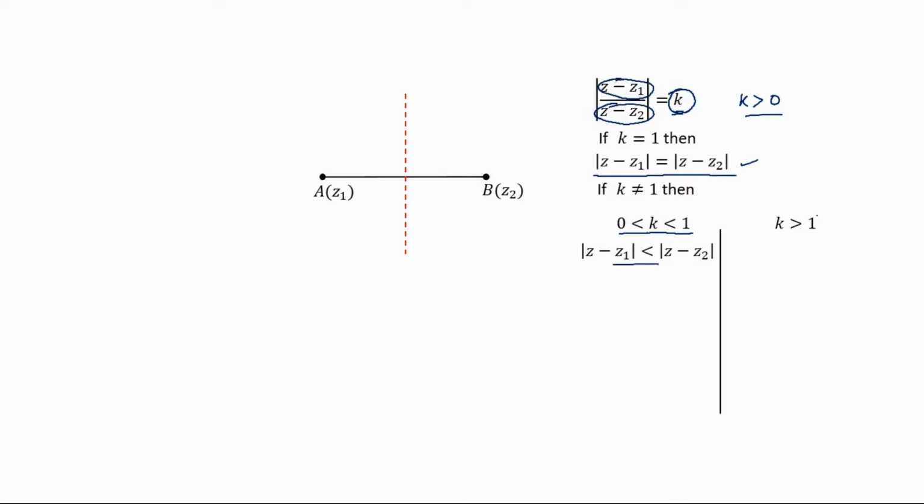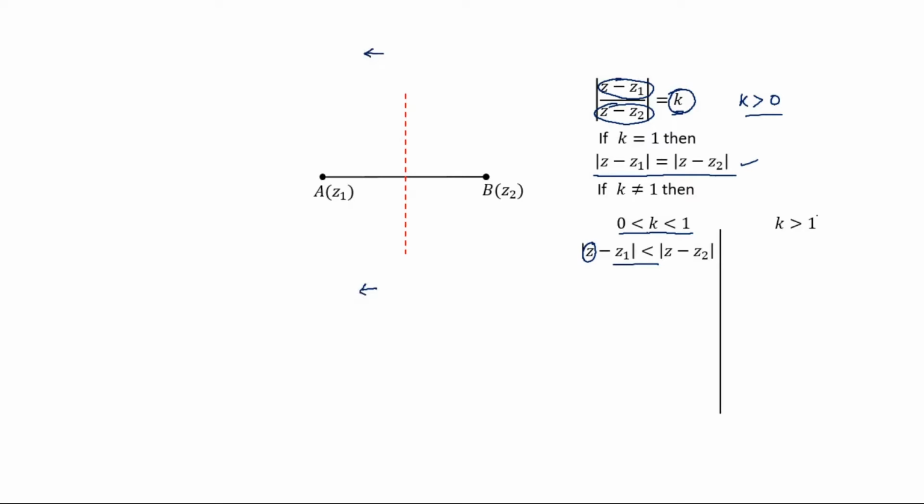Now, you tell me, where does this z lie on this complex plane such that the distance from z1 will be less than the distance from z2? Naturally, the variable point z has to lie somewhere in the left hand side of this perpendicular bisector. Tell me yes or no.